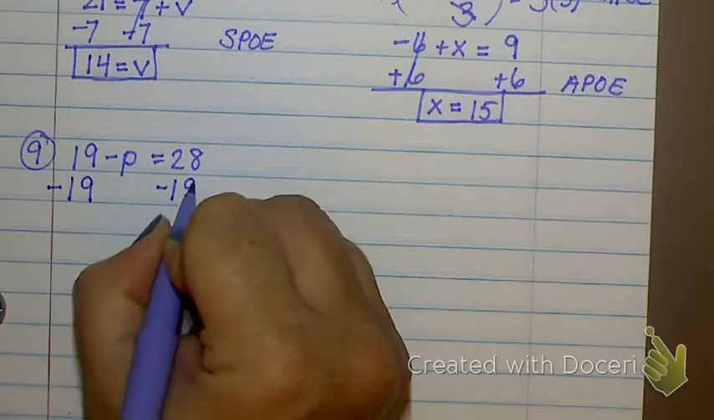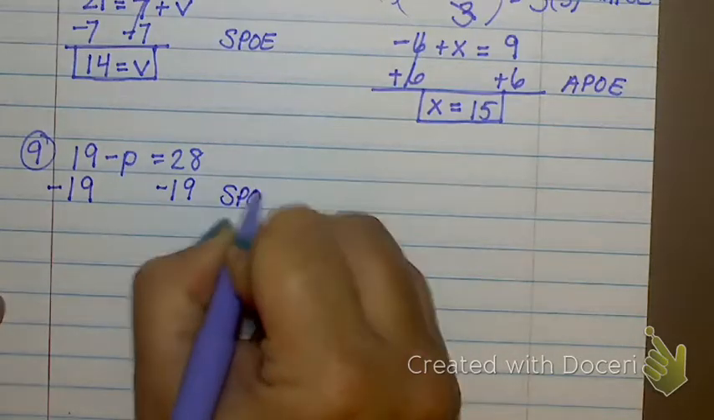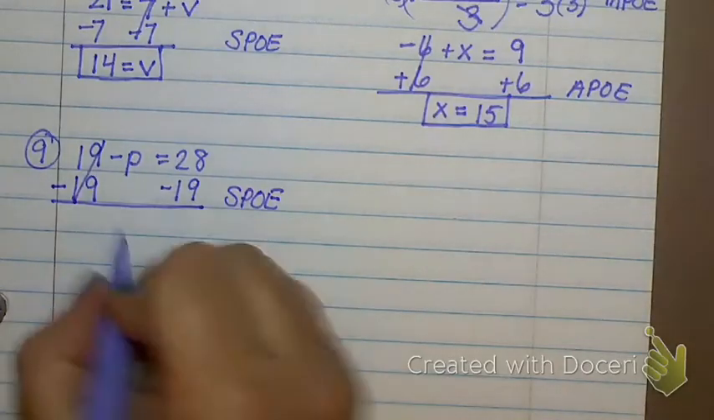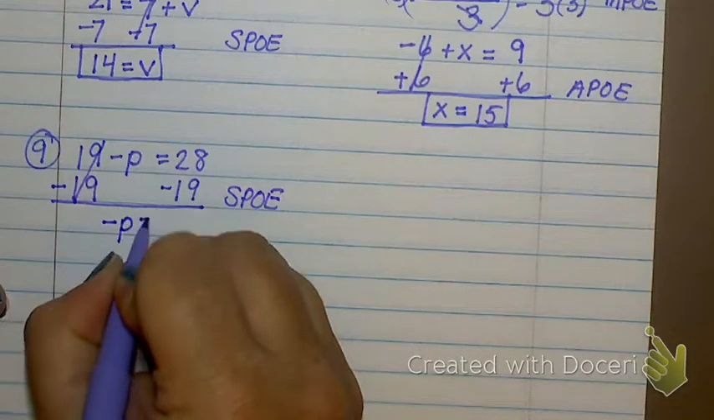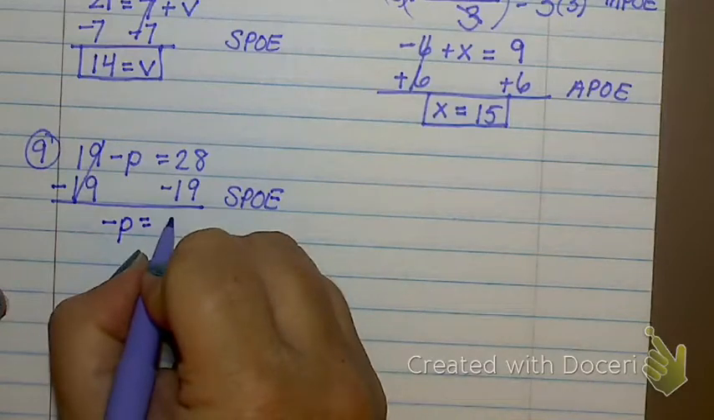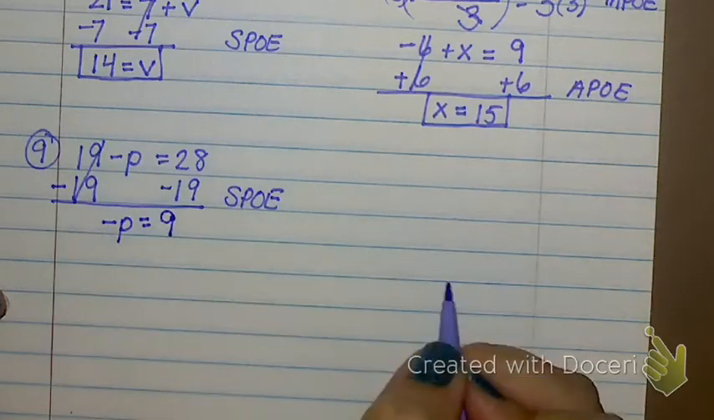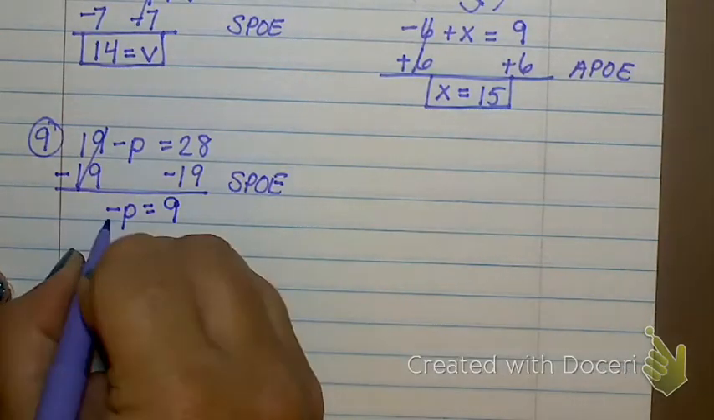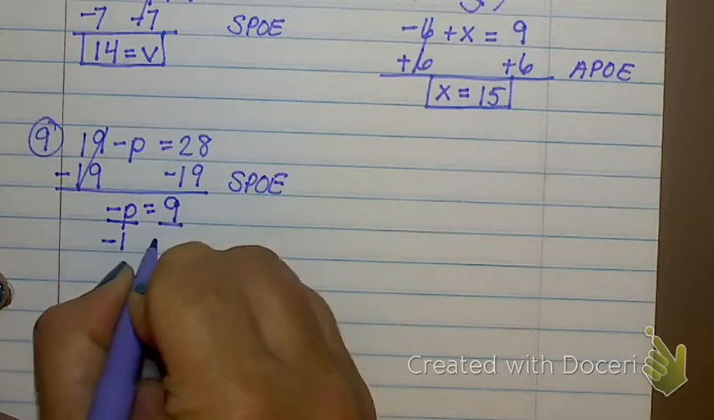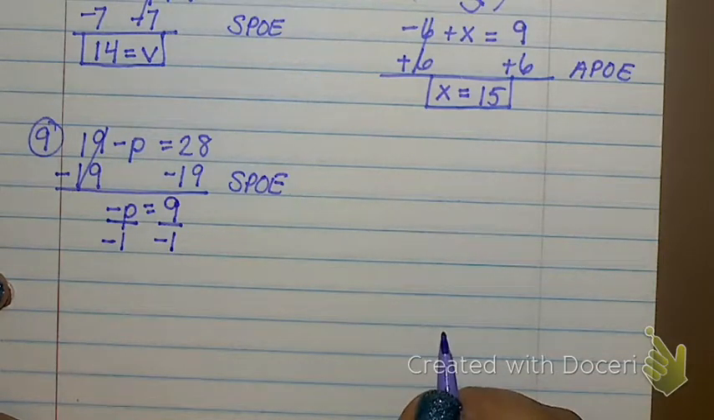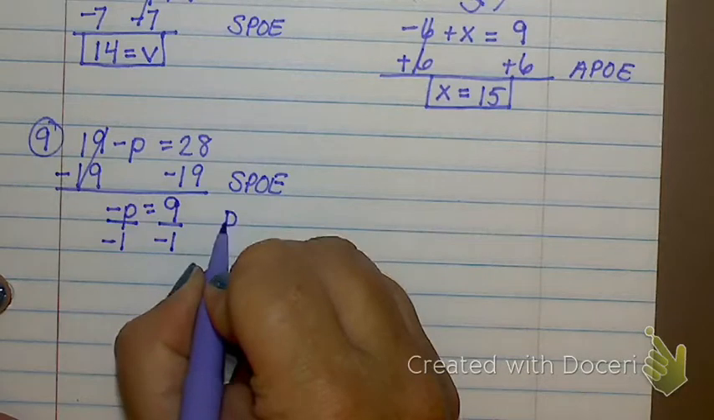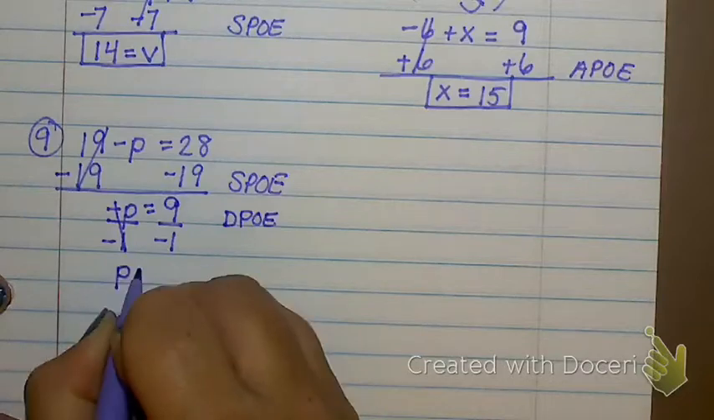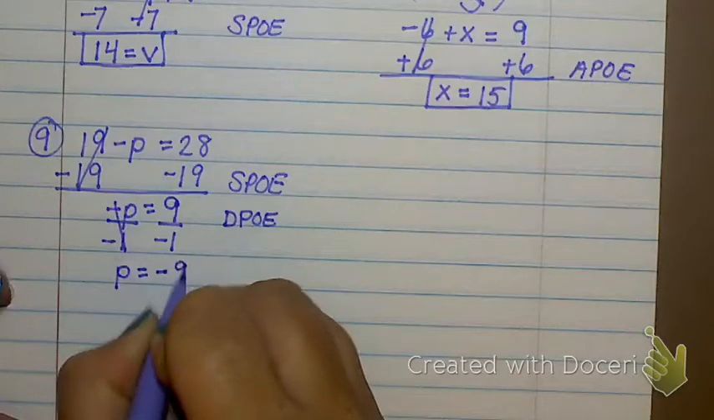So which property is that? SPO, or the SPO. So I'm left with what? Negative P is equal to what? What? 9? Is P by itself? What do I need to do? Divide by -1. We did that one yesterday, right? That's the division property of equality. So my negatives cancel and I'm left with P equals what? -9.